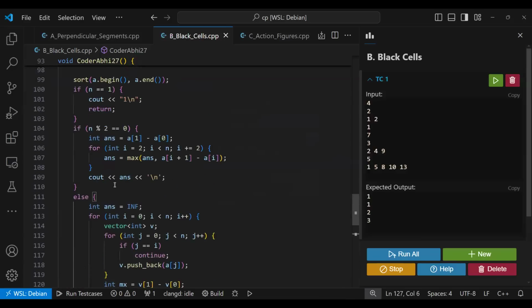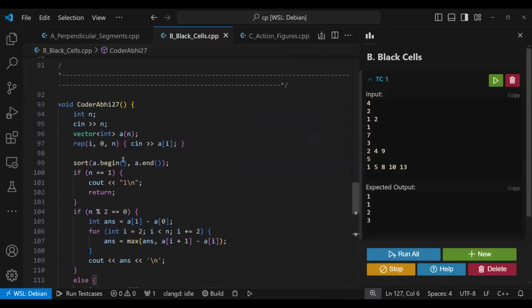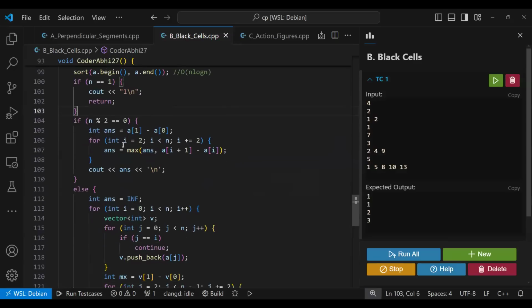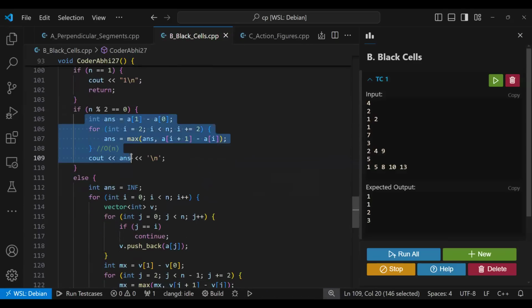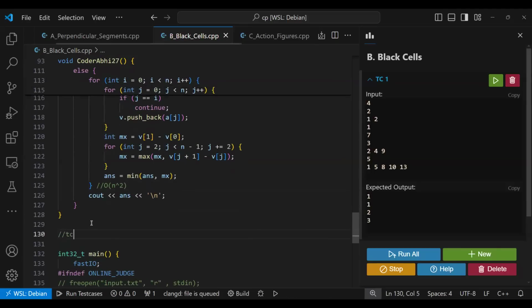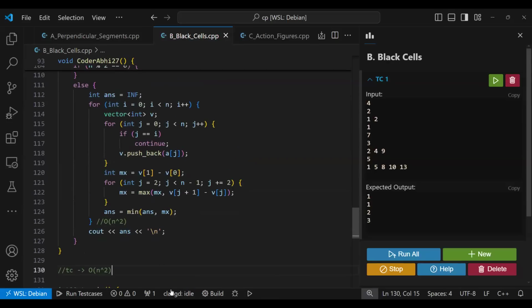So this was it. This was the code. Its time complexity would be order of n square. You can see this sorting is order of n log n, and then this is order of n, a single loop. So the even case is working in order of n. For the odd case, this loop is running n times, and this loop is running n times, so overall this is order of n. This is again order of n, which is running n times, so this is order of n square. So my final time complexity here would be order of n square, which would be accepted given the constraints.